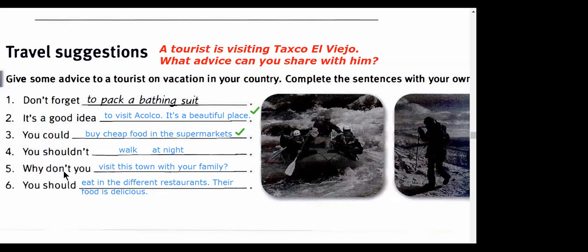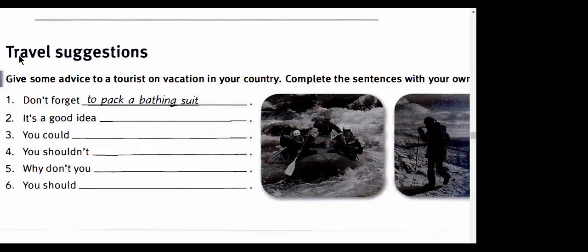Yes, it's my answer. Why don't you visit this town with your family? And you should eat in the different restaurants. Their food is delicious. Perfect. Good job, Danny. Thank you.